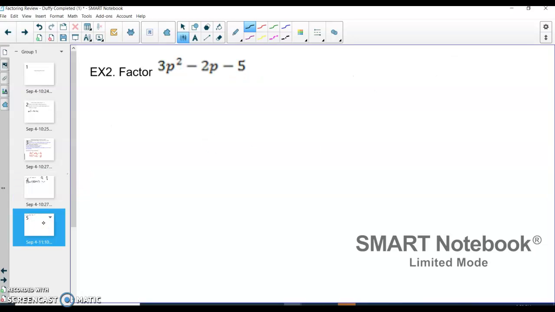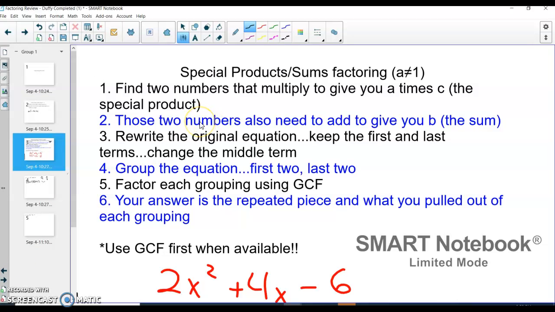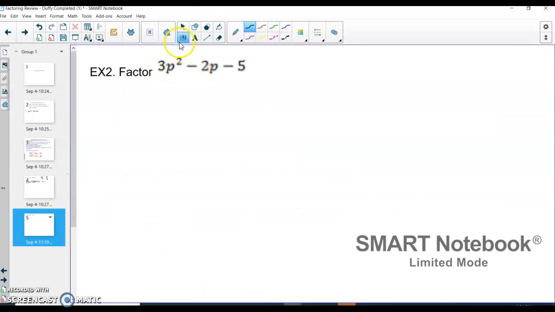It's when we get tougher ones like this that we need to be careful with. Okay, and again, you can follow the steps on this slide, and I would say write these down in your notes and always have them with you. Okay, so we're finding the two numbers that multiply to give you c, the special product as they call it. Okay, and so that's really like taking your a value, which is 3, multiplied by your c value, which is -5. So it needs to multiply to be -15.